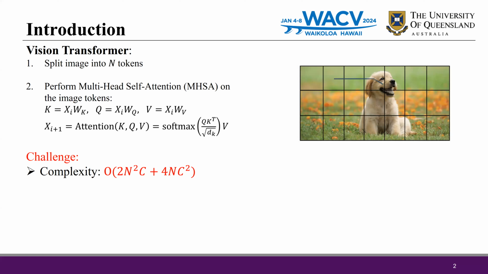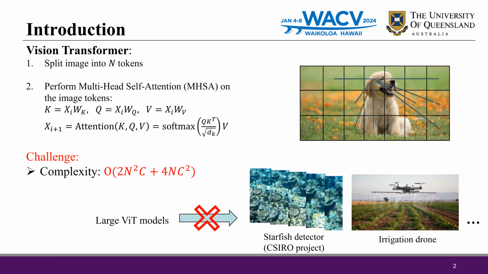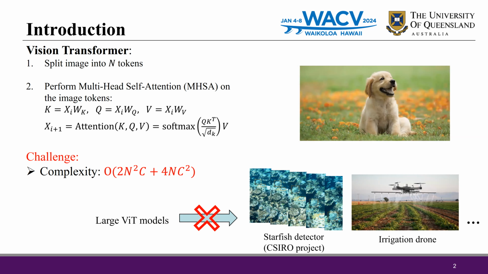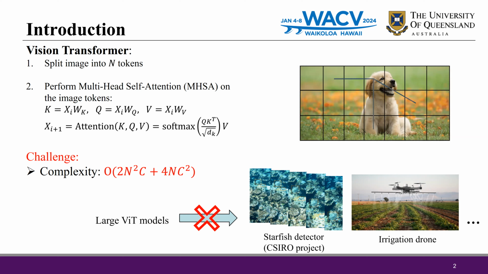In the past 3 years, vision transformers have achieved outstanding performance on many vision tasks and become the dominant backbone. ViT employs the self-attention mechanism as its core component. It splits an image into several image tokens and then applies multi-head self-attention on these image tokens. However, the computational complexity of self-attention is quadratic to both the number of image tokens and the number of feature channels. This is why large ViT models are computationally expensive and hard to deploy in environments with limited computing resources, especially on edge devices.